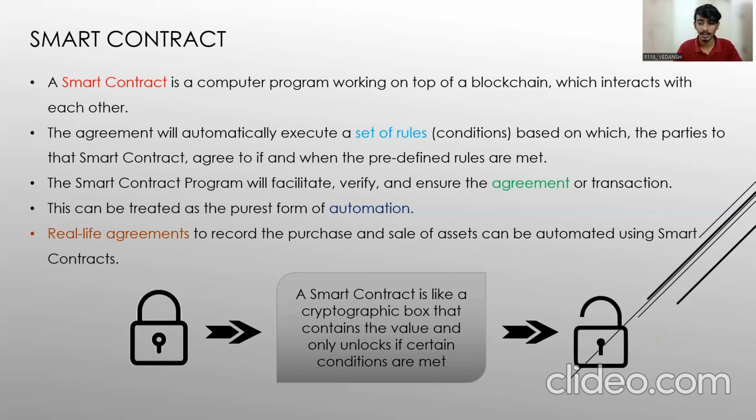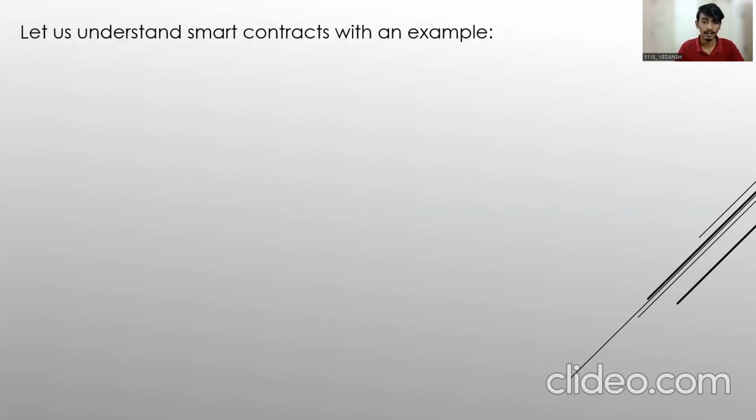And this cannot be changed, making it immutable. The only way to change it is by implementing another block with the change to the block. So let us now look into an example to understand smart contracts better.